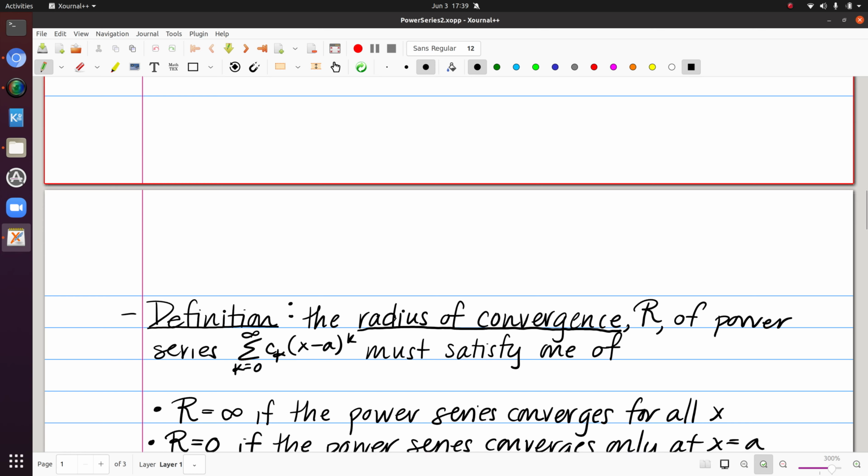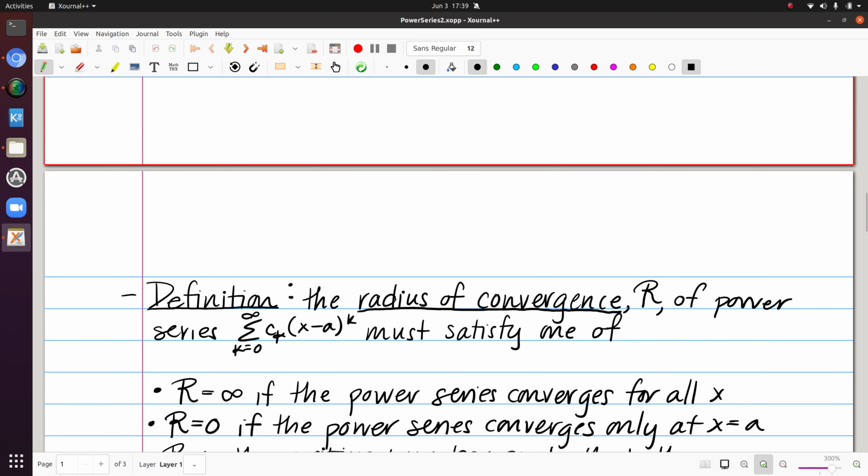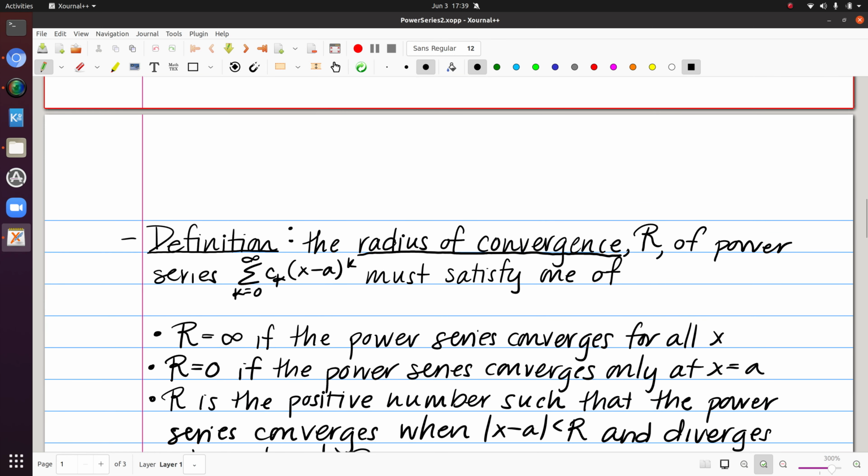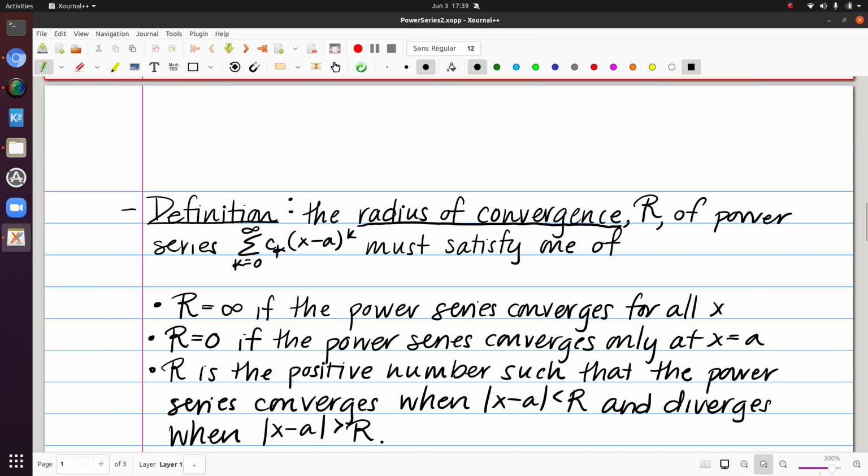For the radius of convergence, let's call it r, again of my power series with terms c sub k times x minus a to the k, it's going to satisfy one of three things. So at one extreme, the radius could be infinity if the power series converges for all possible values of x. At the other extreme, it could be 0 if the only place it converges is at the center, x equals a. And then more interestingly, the in-between case is that if r is something between 0 and infinity, it represents the positive number such that the power series converges when the absolute value of x minus a is strictly less than r, and diverges when that absolute value is strictly greater than r.